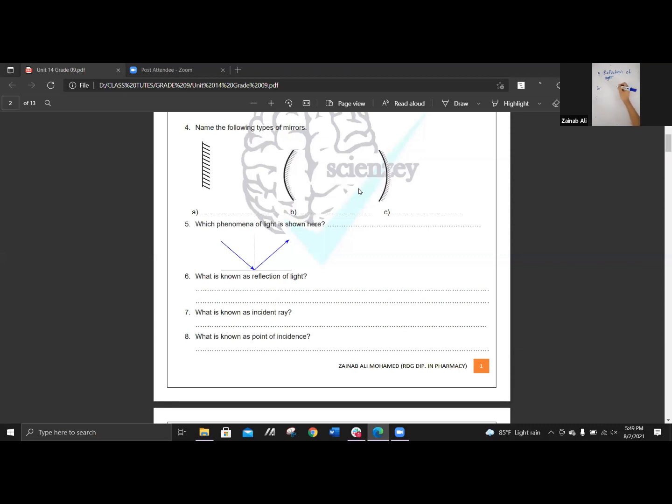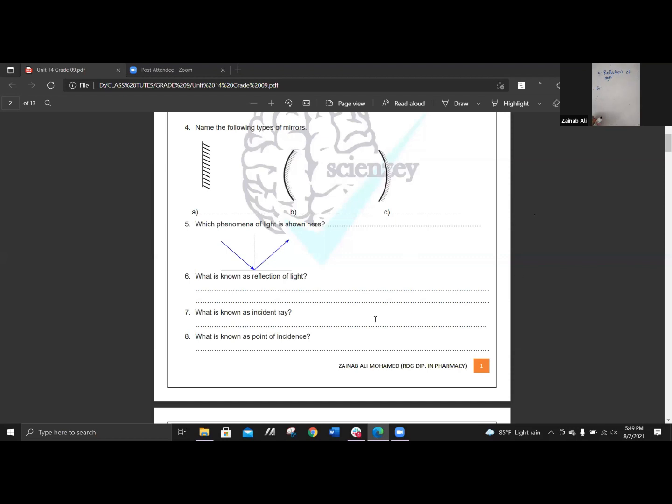Then the sixth one, what is known as reflection of light? Anyone who can answer can raise your hand. Okay, Ifra, can you answer? When a light ray falls on a surface and is sent back into the same medium, it is known as reflection of light. Very good, well done, Ifra. So when a light ray is falling on a surface, and it is sent back to the same medium, you call it reflection of light. And very good, Raslan, Musfira, Sidra and Razia, who have sent me answers through the chat box.